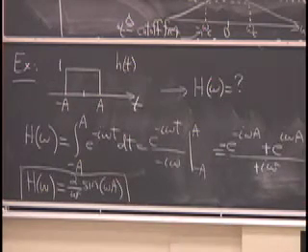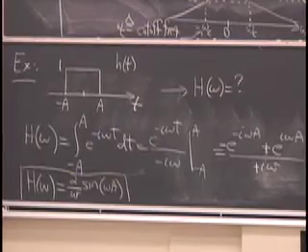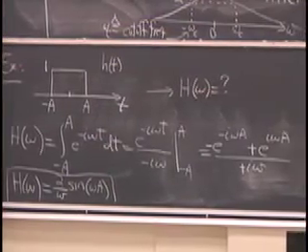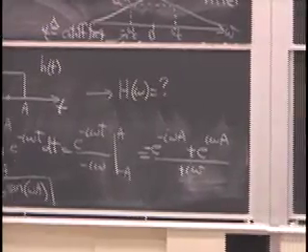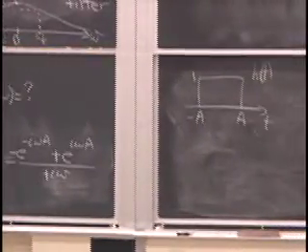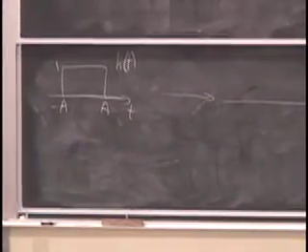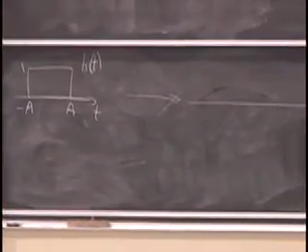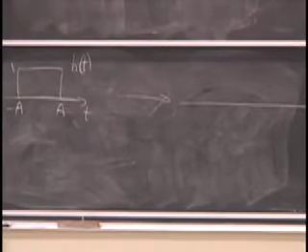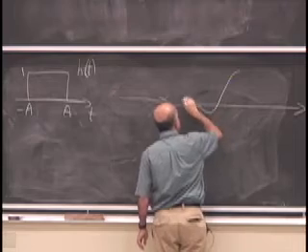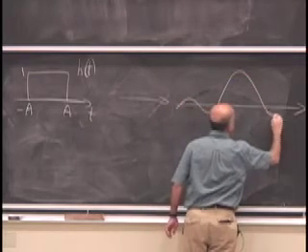So in the time domain, you have a box. In the frequency domain, you have, now how do you plot this? What does this look like? It's like a sinc. It's a sine function that gets decayed according to 1 over omega.